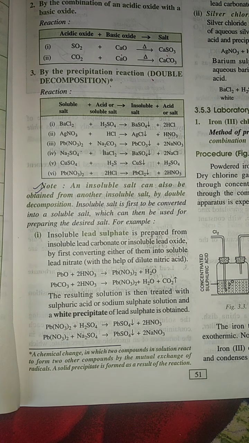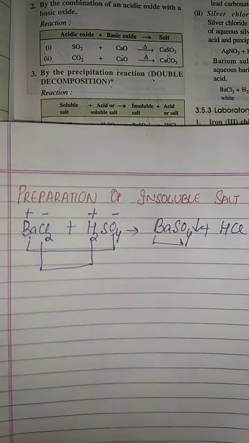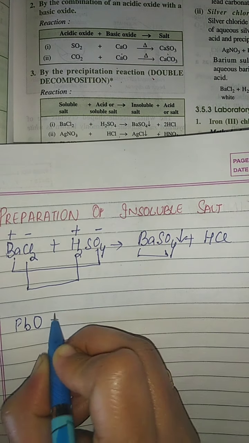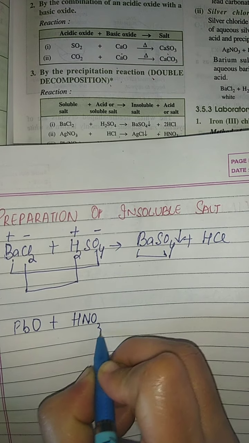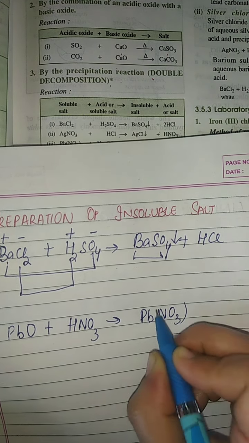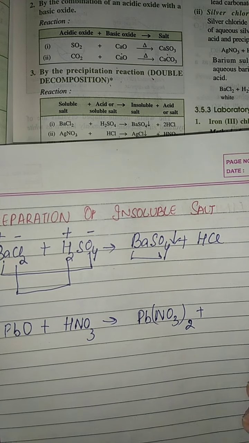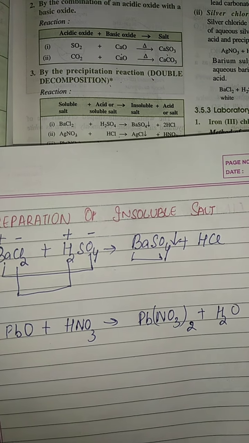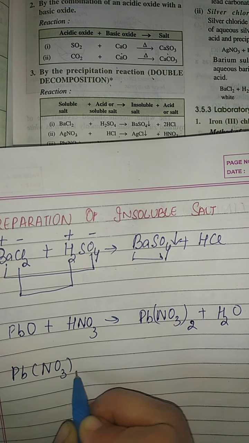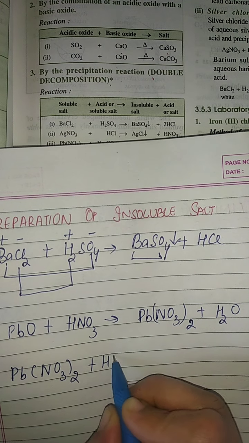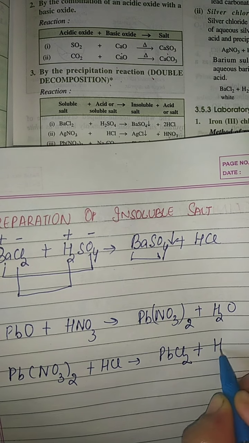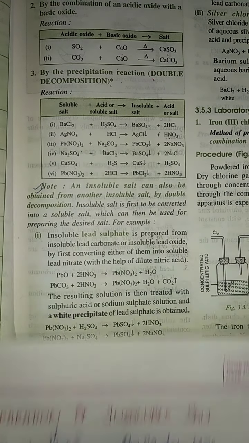Students, same way we can write for the formation of lead chloride also. For example, PbO first reacts with nitric acid and it results in the formation of lead nitrate. Along with that, water is formed. Now this lead nitrate is soluble, and lead nitrate, which is a soluble compound of lead, combines with HCl and forms white precipitate of lead chloride. Along with water it is formed.